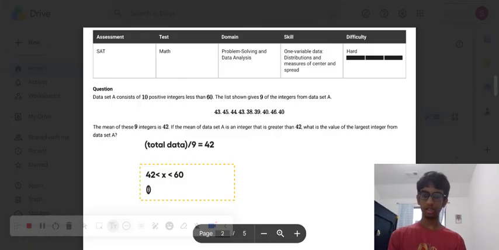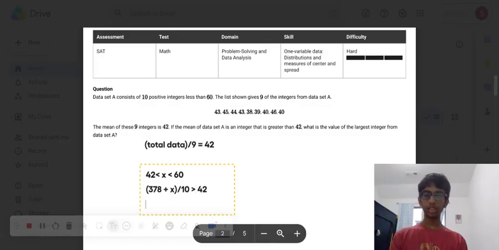Wait, this is what I'll do. Say we have 9 values. So we have 9 times 42 as our previous total, which is 378, the sum of our 9 integers. Plus x, divided by 10, because remember, we now have 10 numbers. And then this should be greater than 42.